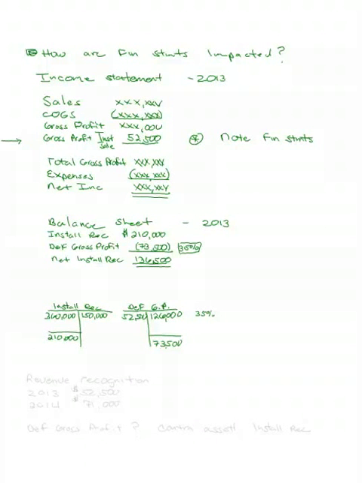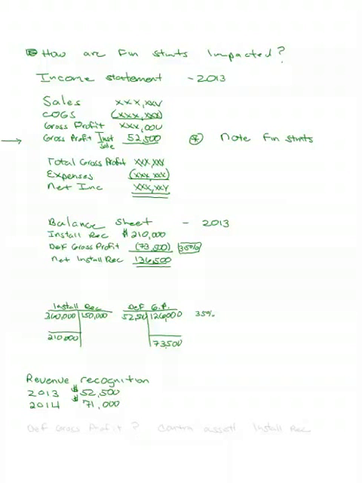Let's summarize then. How much revenue recognition was there under the installment method? Well, in 2013, there was $52,500. That was 35% of the collections on 2013 sales. And in 2014, you'll recall, there was $71,000, and that was 35% of collections for 2013 and 30% of collections for 2014. So that is the amount of revenue recognition that is shown.